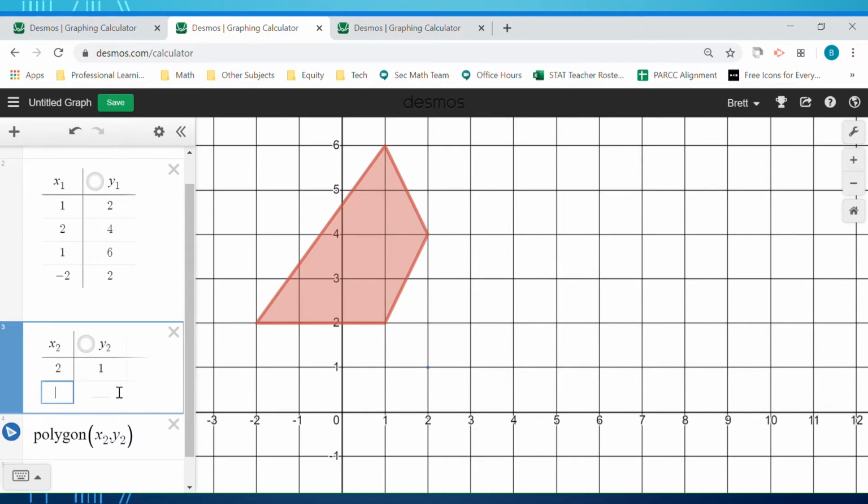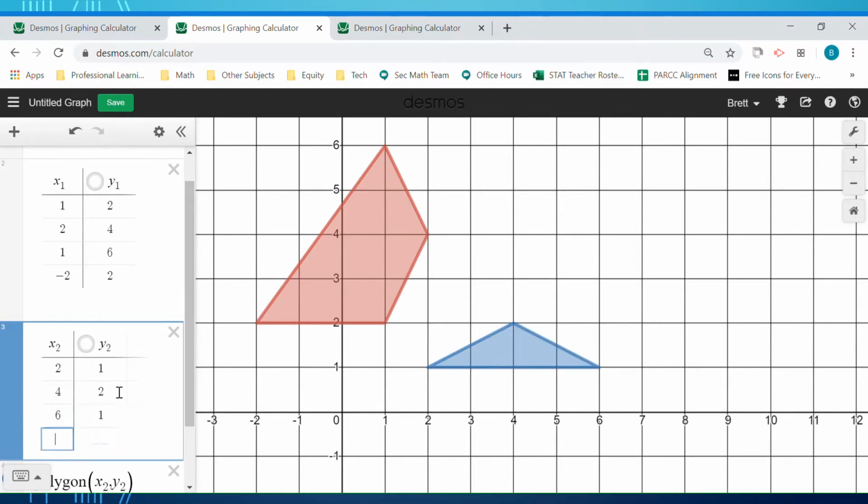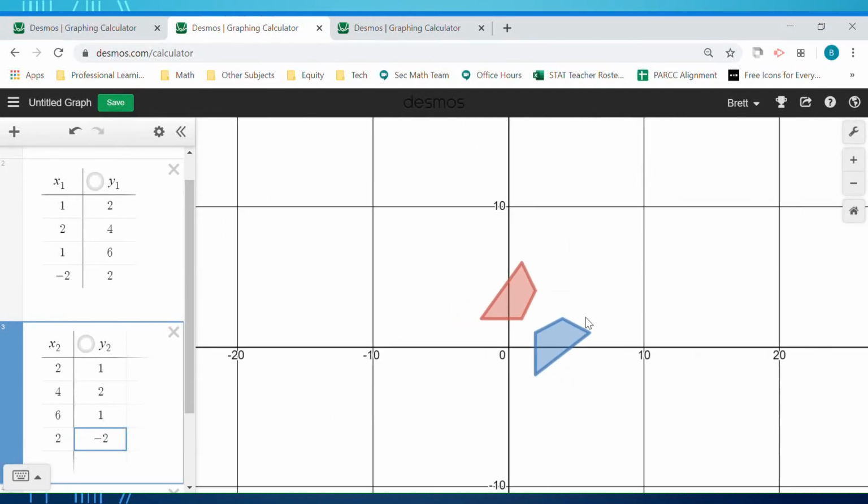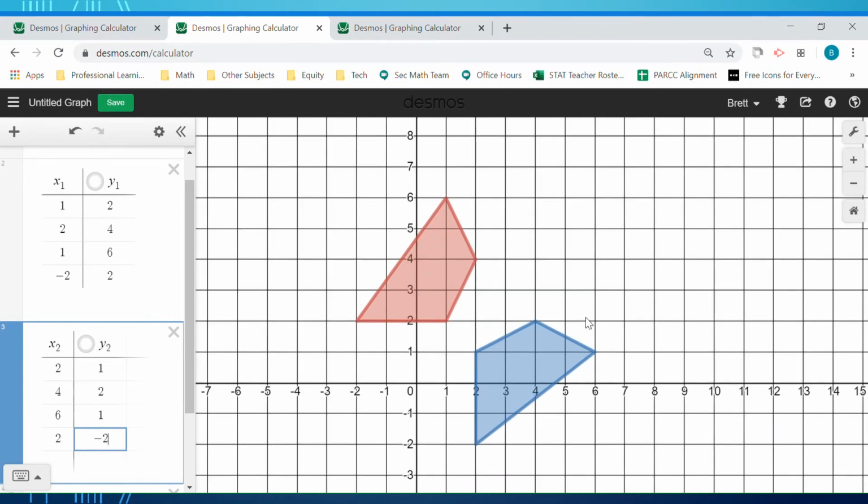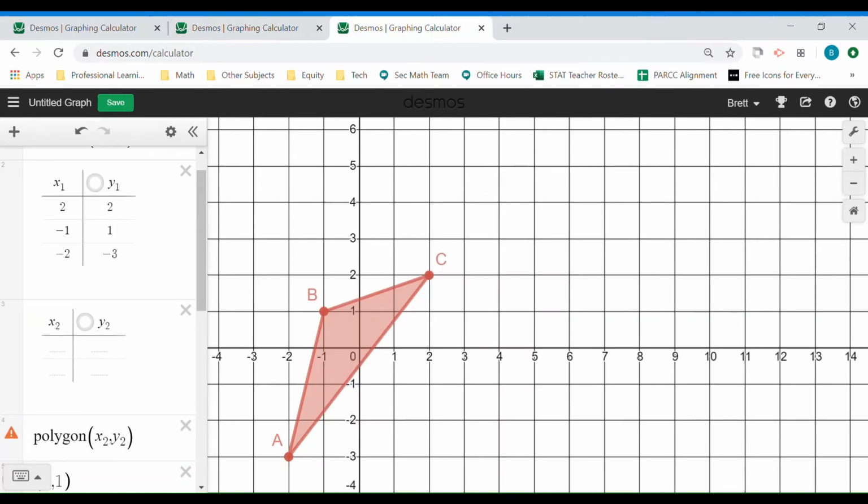What do you think is going to happen to this shape when we continue to reverse all these coordinates? Let's see. The point 2, 4 will become the point 4, 2. The point 1, 6 will become the point 6, 1. And lastly, the point negative 2, 2 will become the point 2, negative 2. How are these shapes related? How are they the same? How are they different? And let's look at one more example.